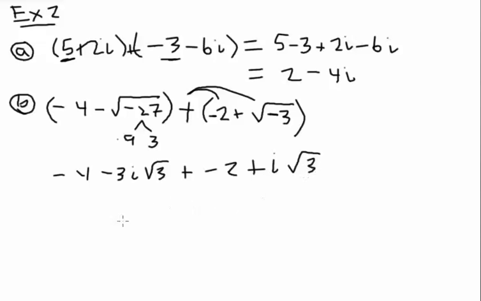And so then when we combine our like terms, we've got negative 4 minus 2, which is a negative 6, and negative 3i root 3 plus 1i. Remember, there's a coefficient of 1 right here. So when we do the negative 3 plus 1, we have a negative 2i root 3. And that's the final answer. So the negative 6 minus 2i root 3 there, that is your final answer for this problem that we had up here.